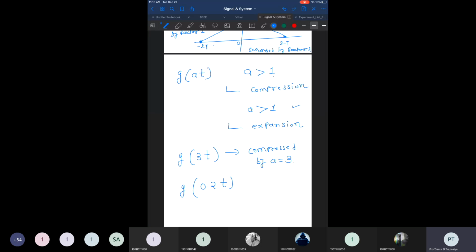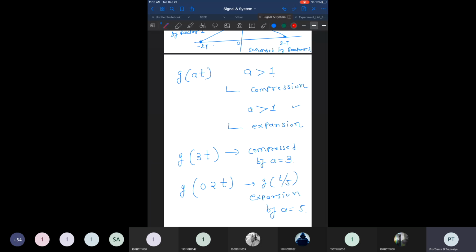So it is expansion, so that means it is represented as g of t by 5, because 0.2 is 1 by 5, right? So that means it is known as an expansion by a equal to 5. So that way you can have a compression and expansion of the signal.